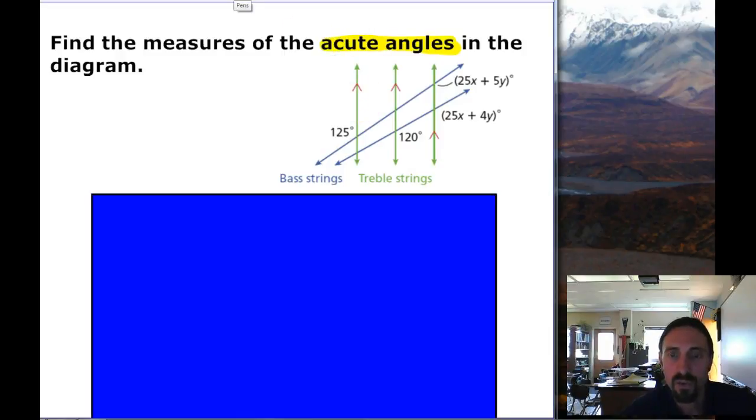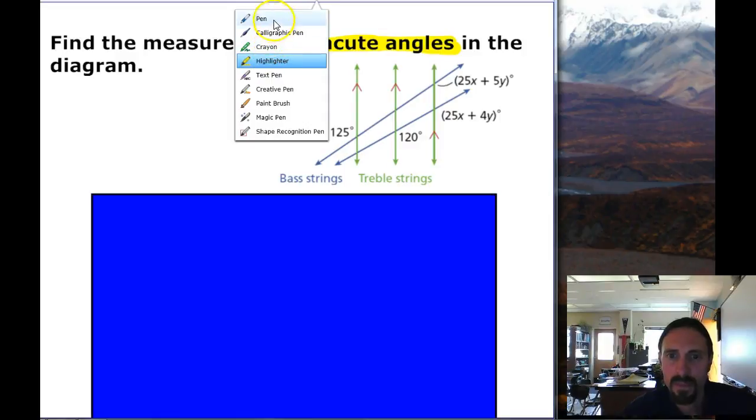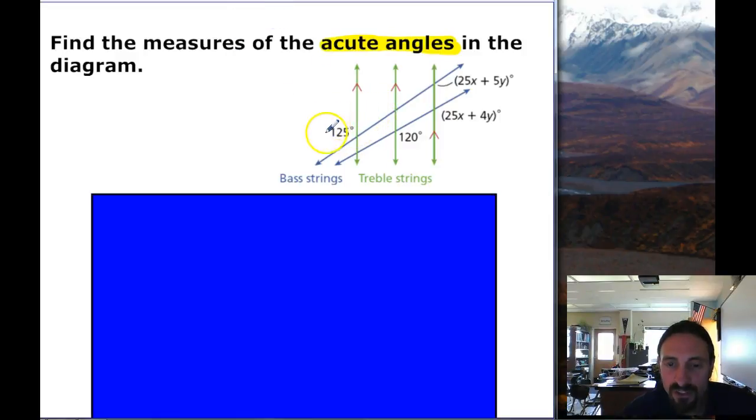Well, wait a minute. Which angles here are acute? Let me grab my pen. If this angle is 125, that's an obtuse angle. This is an acute angle, and this is an acute angle, and this is an acute angle. And of course, vertical angles are congruent, so I know all these angles right here are exactly the same. So wait a minute. This whole thing about 25x plus 5y has nothing to do with the problem. Okay, so be aware of that.